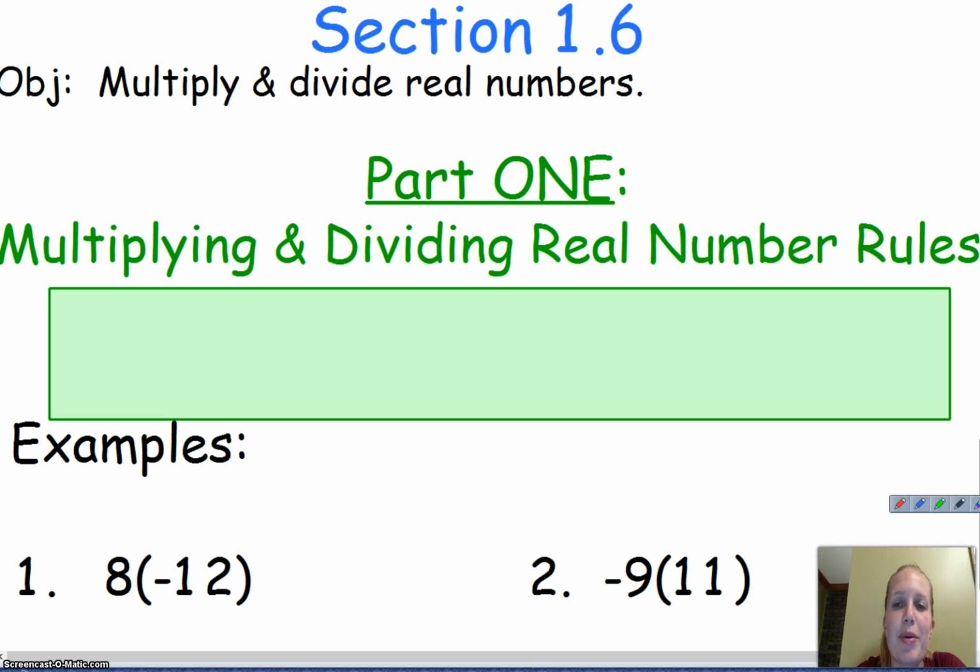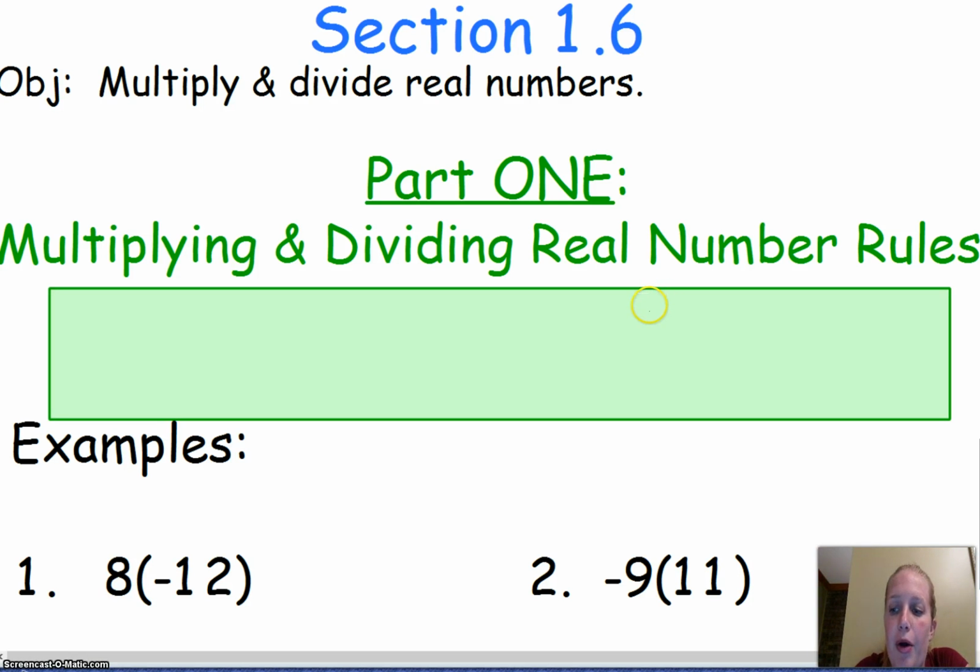Hi guys, today we're going to do section 1.6. We had just left off with adding and subtracting, and now we're going to do multiplying and dividing real numbers. So we have two parts in today's lesson. The first part is the rules for multiplying and dividing real numbers.